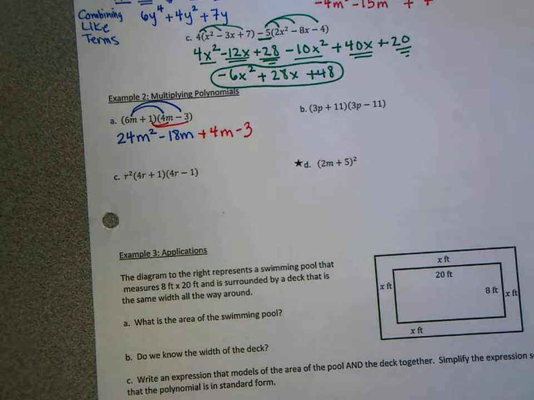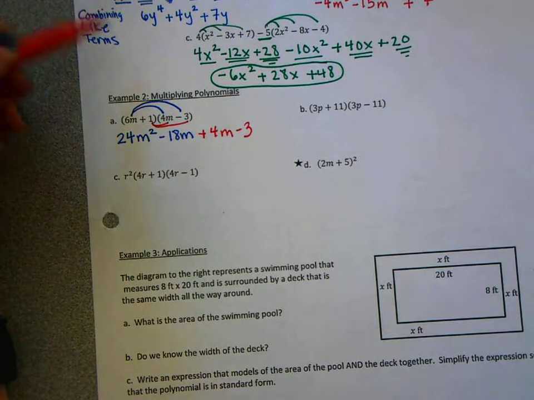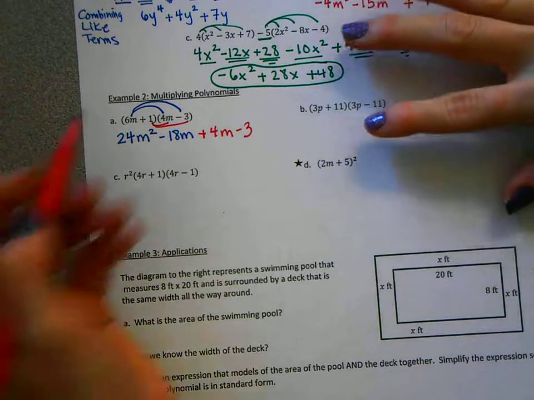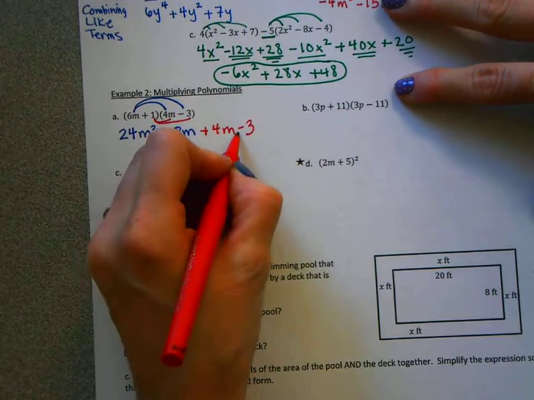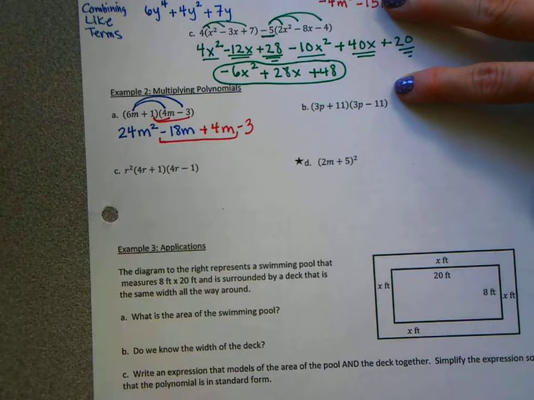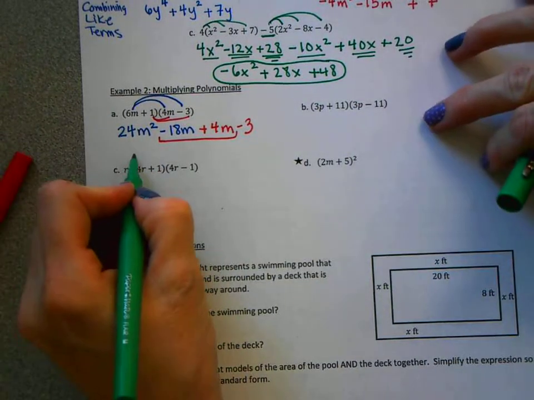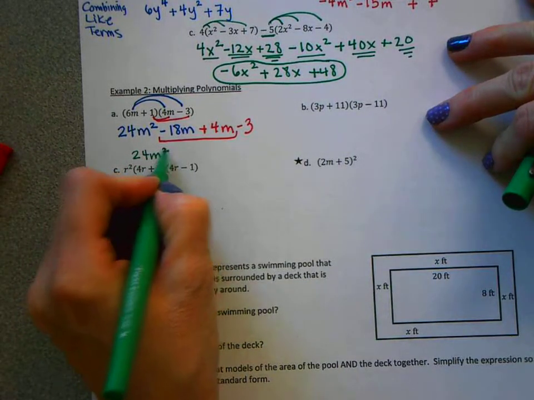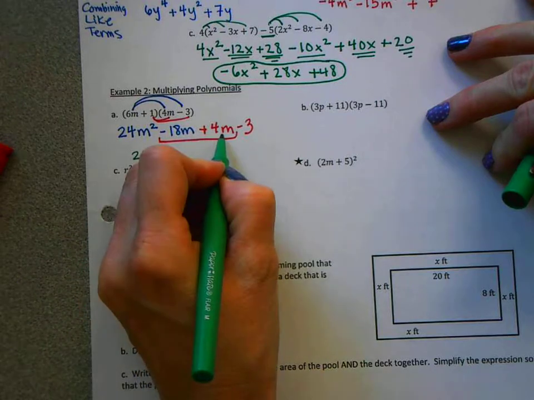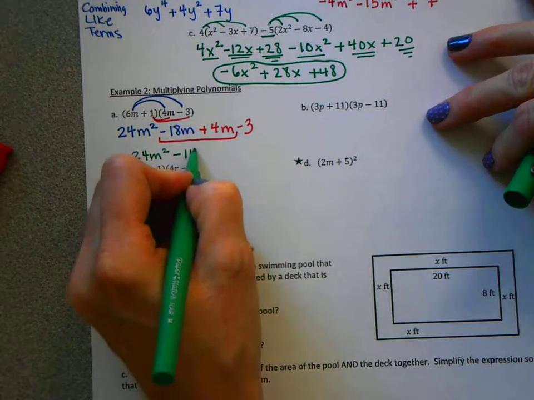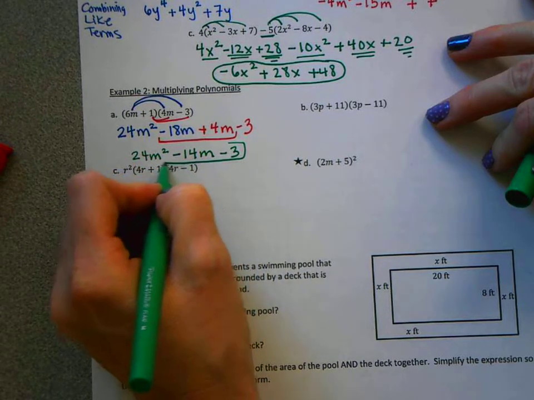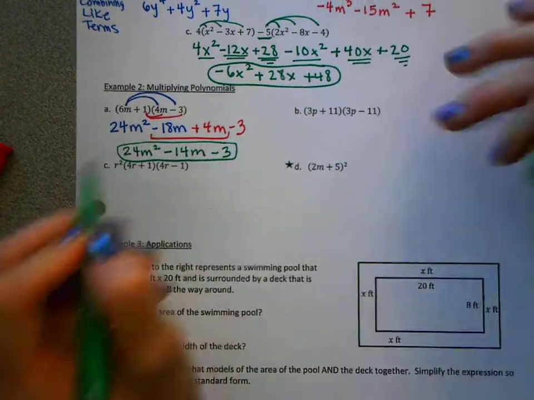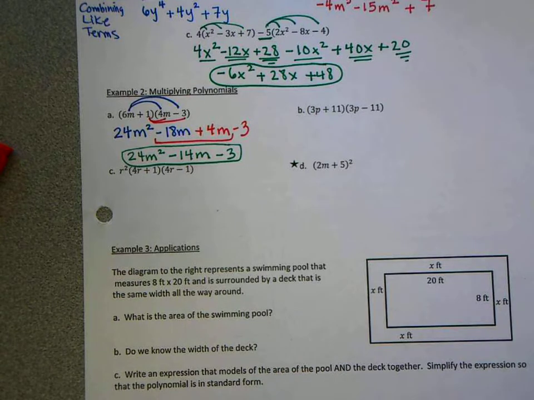Once you do that, sometimes you also have to go back up and do some combining like terms. And oftentimes, not always, but oftentimes the middle two terms will add together because they will be like terms. So nothing goes with the 24m squared. But negative 18m and positive 4m is a negative 14m, and then that negative 3 on the outside. So our final simplified polynomial is that.